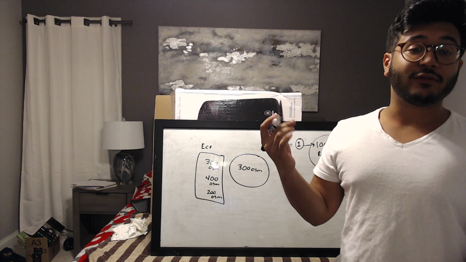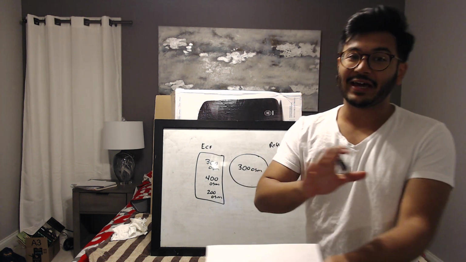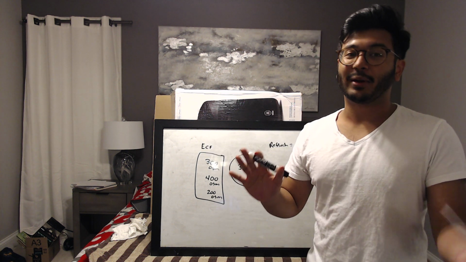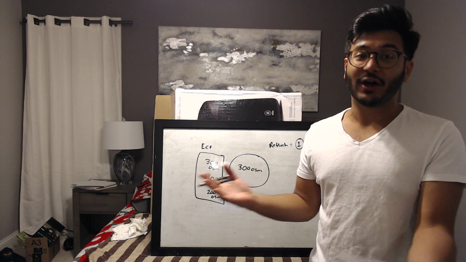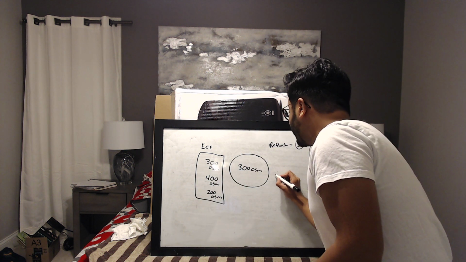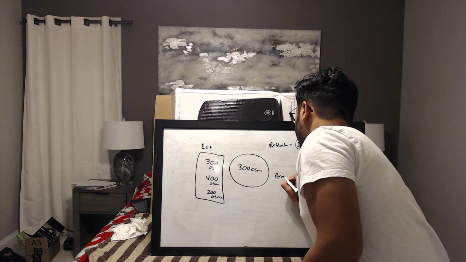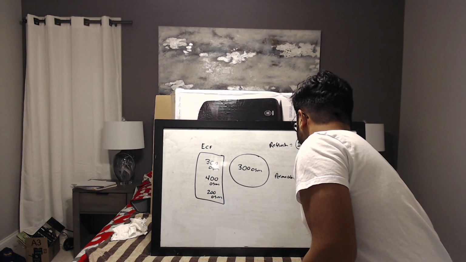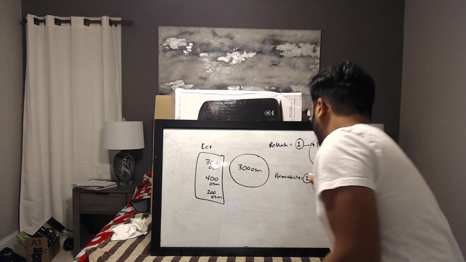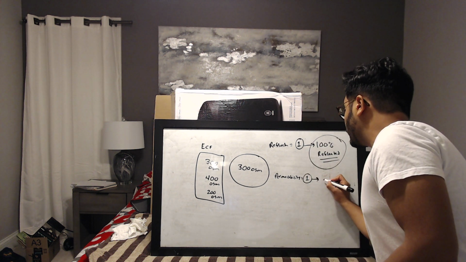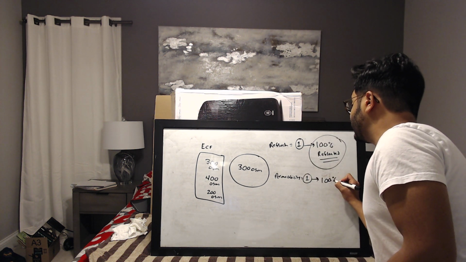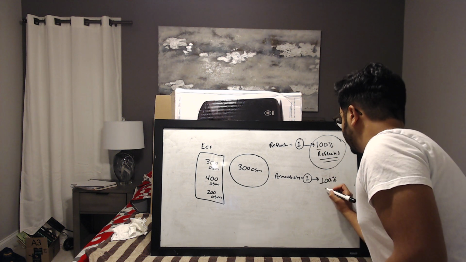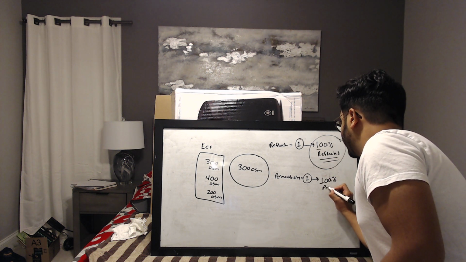On the other hand, if they give you a permeability coefficient, once again, it could be for anything. They could give you a permeability coefficient for sodium and say it's 100%. If they give you a permeability coefficient for a solute and they say it's equal to 1, that means that the solute is 100% permeable.